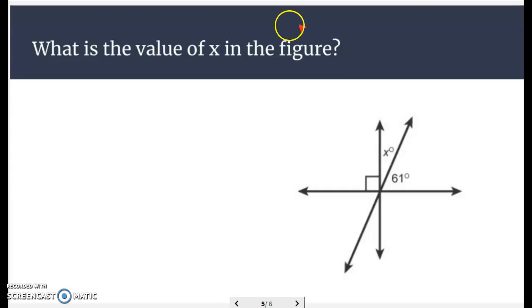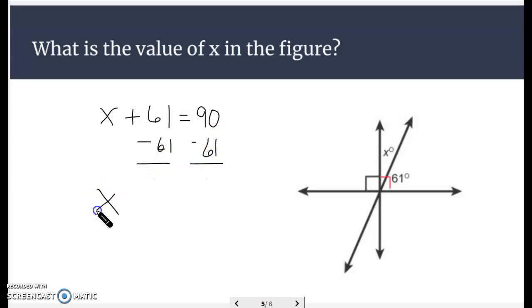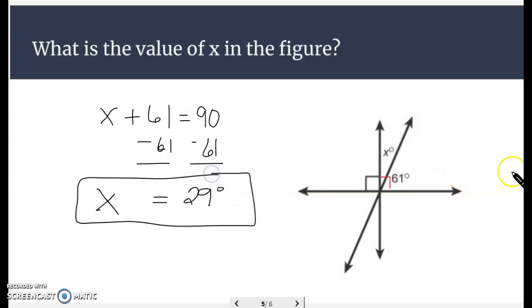Looking at this one, what is the value of x in the figure? Well, if you notice, we have two angles that are on the other side of a 90 degree, therefore they also must add up to 90. You could say x plus 61 equals 90. We could take away 61 from both sides, and x would equal 29. So then that is our missing angle measure, 29 degrees. Remember, complementary, they have to add up to 90 degrees. That's how we can use that information to solve this problem.